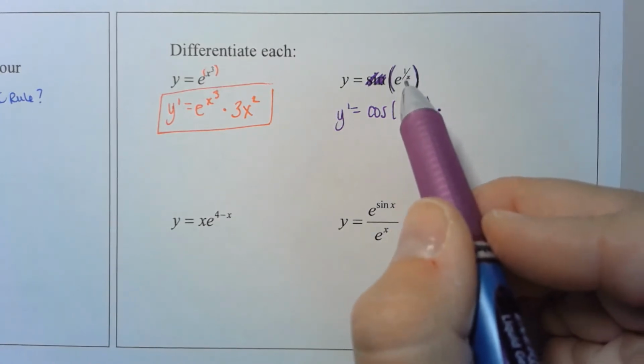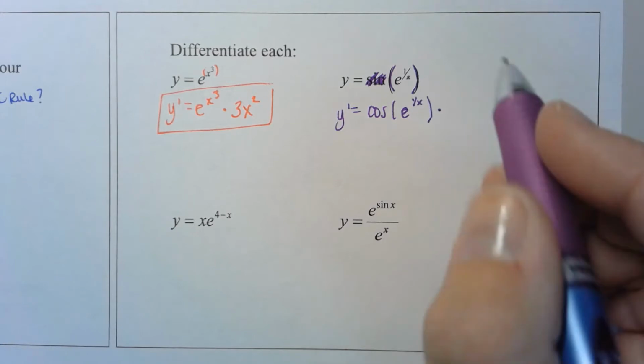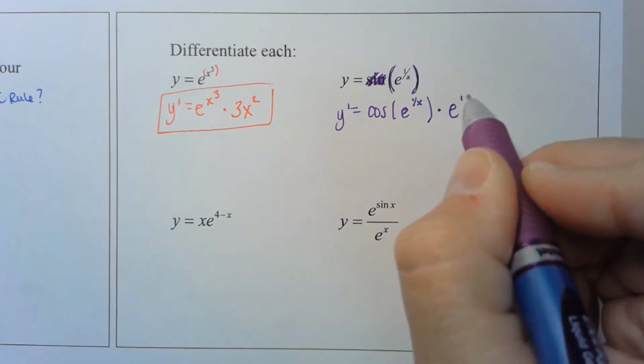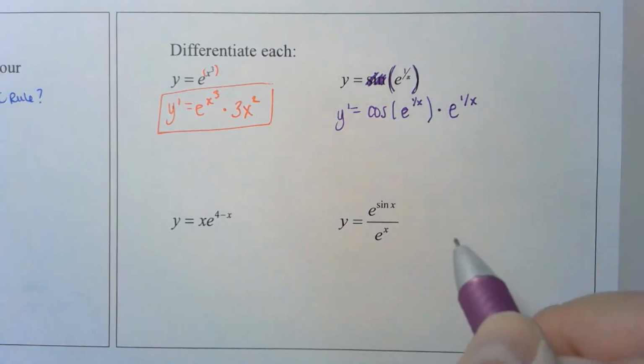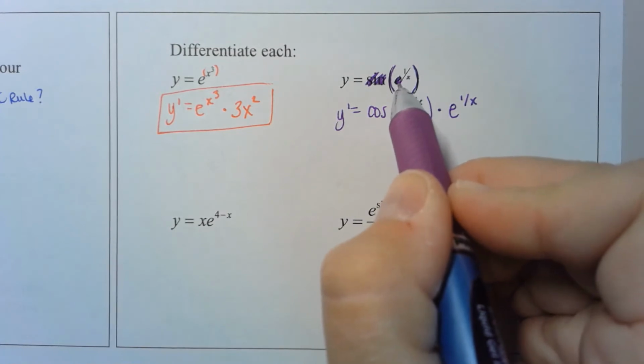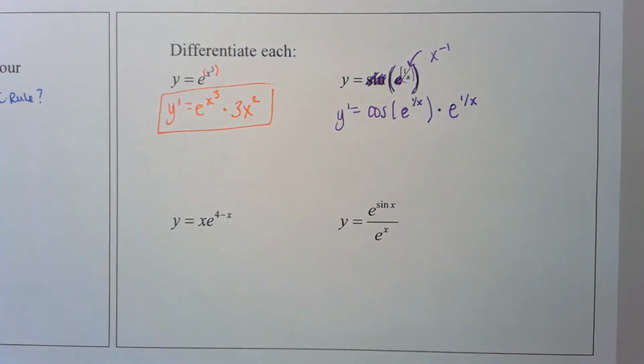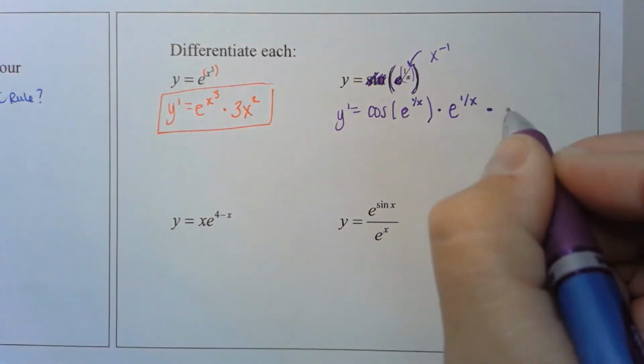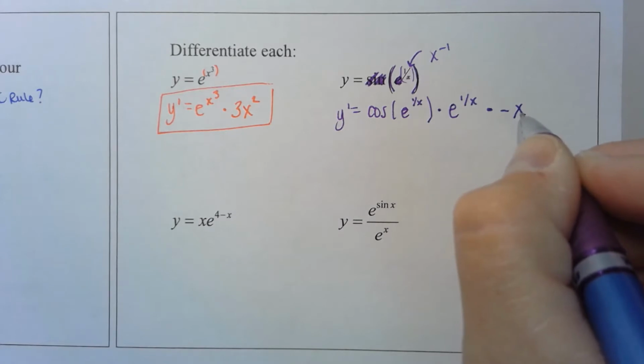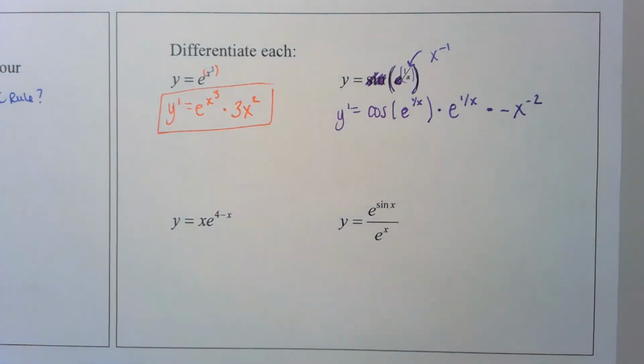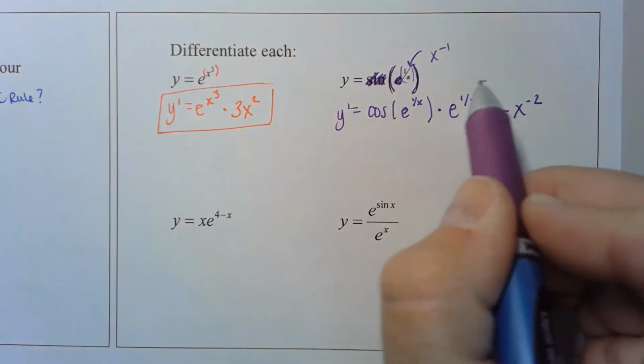The inside is an exponential. We just learned the derivative of an exponential is itself. So we rewrite the exponential. The chain rule says multiply by the derivative of the exponent. So I rewrote it as x to the negative 1. The derivative would be negative 1 times x to the negative 2. That's it. It's a lot of pieces.